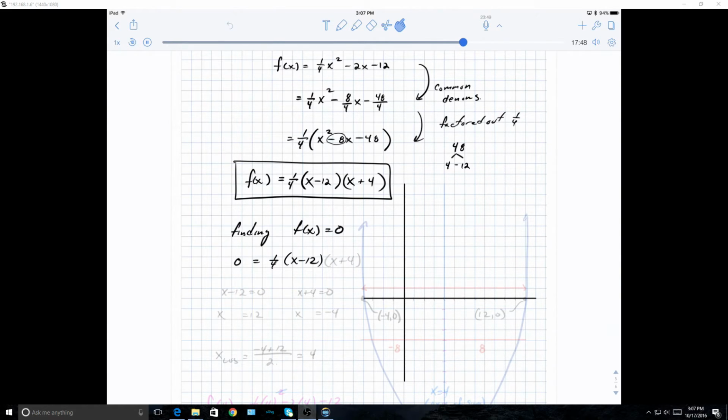I mean, it should be kind of obvious that the zeros are going to be at 12 and negative 4, but just in case, you're solving by the zero product property, so you have x minus 12 is 0, you have x plus 4 is 0, and the 1/4 just goes away because of 0. So x is equal to 12 and x is equal to negative 4.